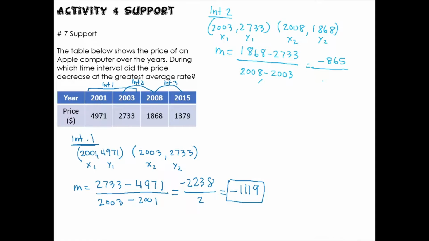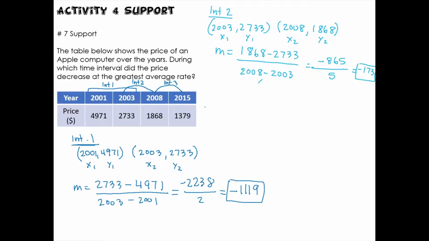2008 minus 2003 is going to be 5 years. So now I just divide that by 5, and I'm going to get negative 173. I love how these are working out so nicely. So this is going to be a difference of $173 per year that it's decreasing. Okay, which may have been unexpected.